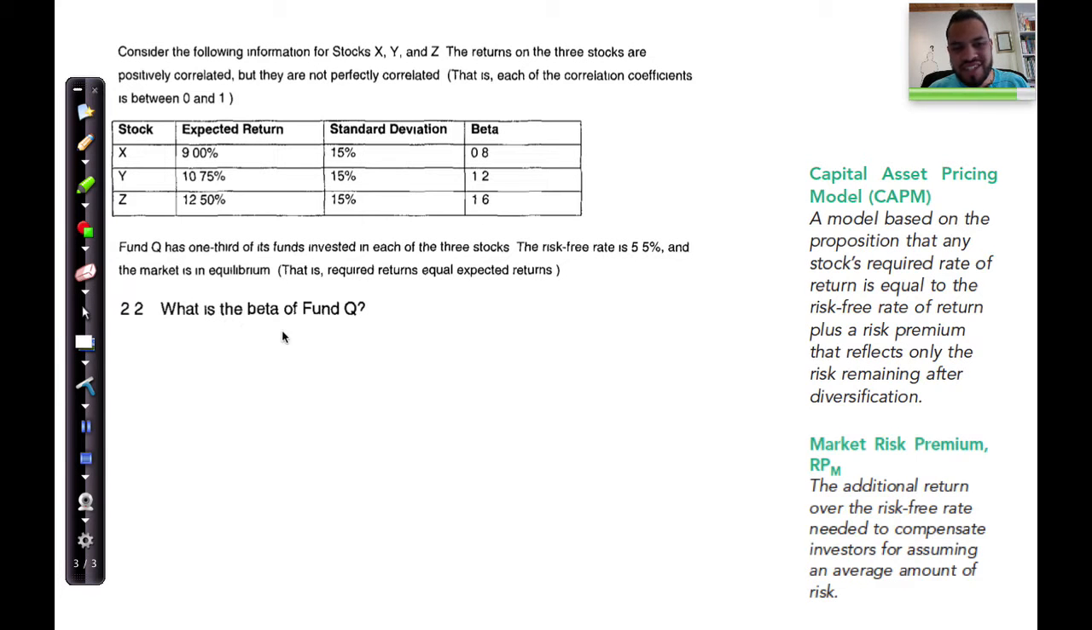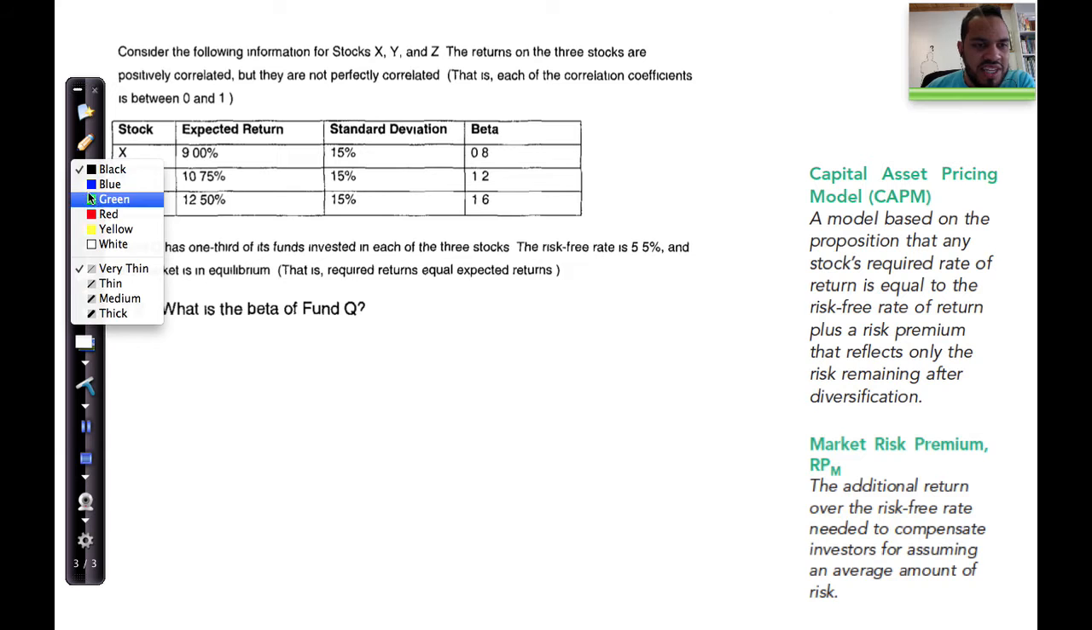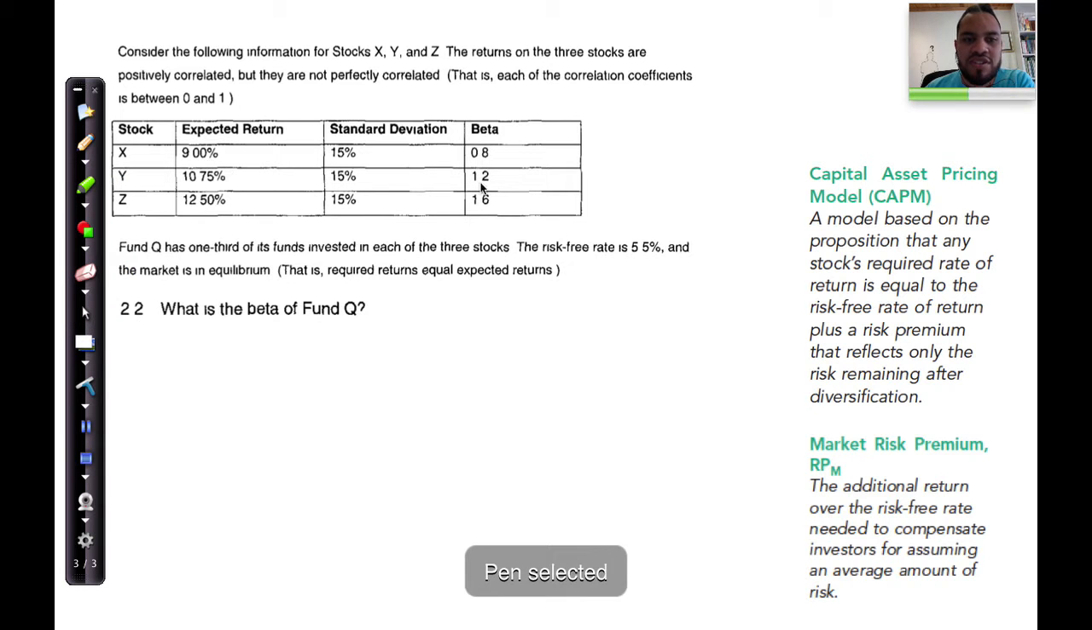2.2 now asks us what is the beta of the fund. In other words, what's the beta of this entire portfolio? Usually this is very, very simple. All we need to do is take the beta values of the individual stocks and weight them according to the percentage of what that stock makes up.